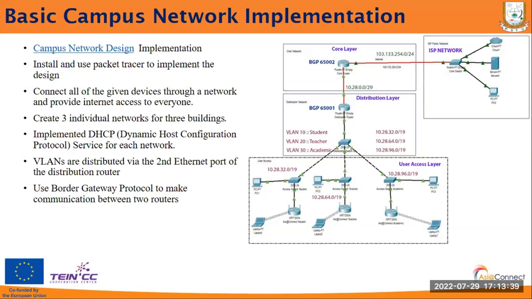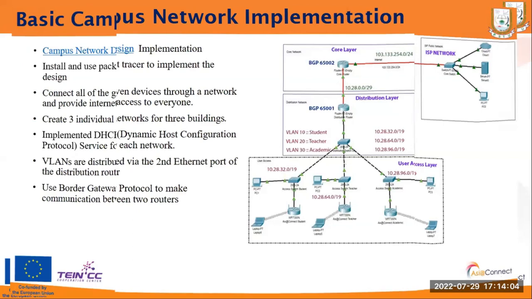Create three individual networks for three buildings, as I have said, for student, teacher, and academic. Then implement the Dynamic Host Configuration Protocol. Then VLANs are distributed via two Ethernet ports of the distribution router, and use Border Gateway Protocol to make communication between the two routers. And that was all about our campus network design.